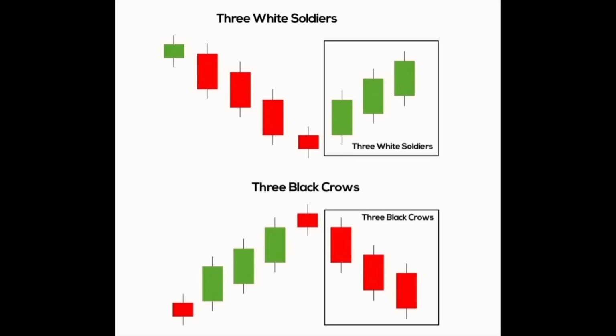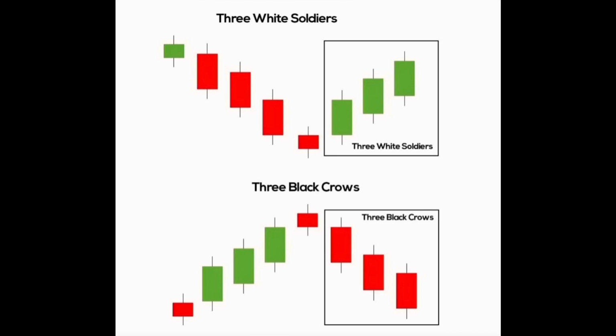Next are three white soldiers and three black crows. Three white soldiers and three black crows are both triple candlestick patterns that are used to identify a potential reversal in a trend. Three white soldiers are formed by three long bullish candles that close higher than the previous close. This pattern suggests that buyers have taken control and the trend may continue upward. In contrast, three black crows are formed by three long bearish candles that close lower than the previous close. This pattern suggests that sellers have taken control and the trend may continue downward.